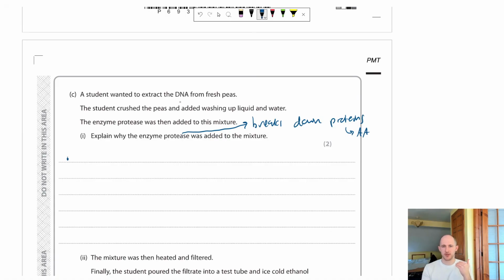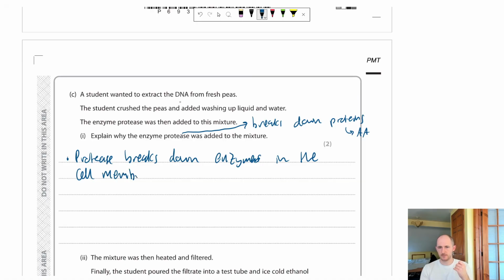you remember. So protease will break down enzymes in the cell membrane that destroy DNA. So in terms of where do you get the marks here, that's a W, not an N, but okay. Where do you get the marks in this question?